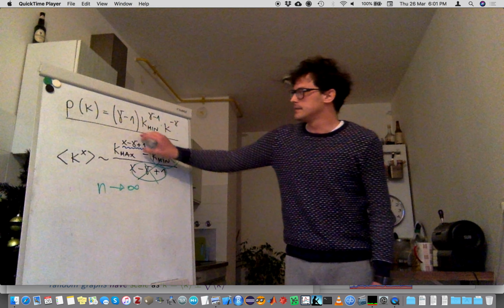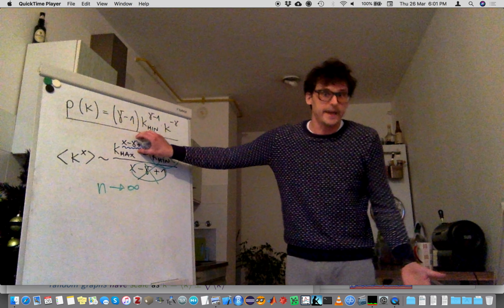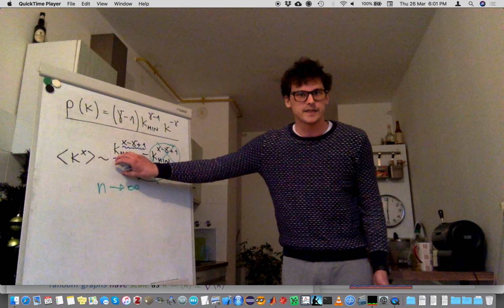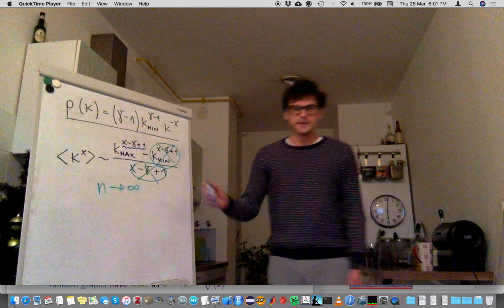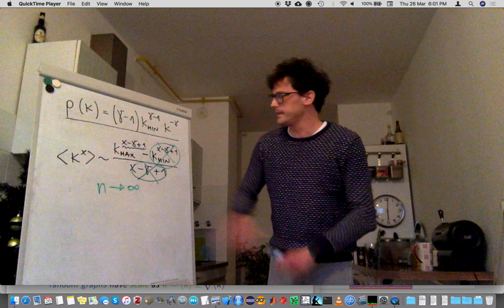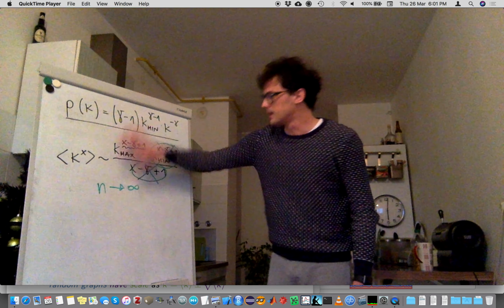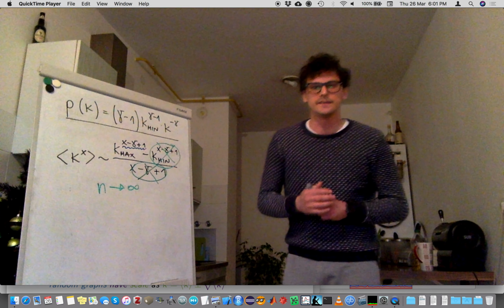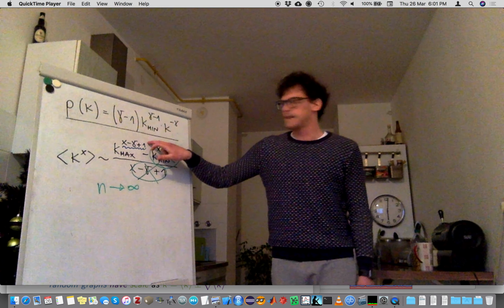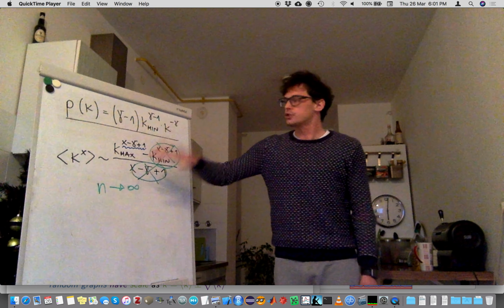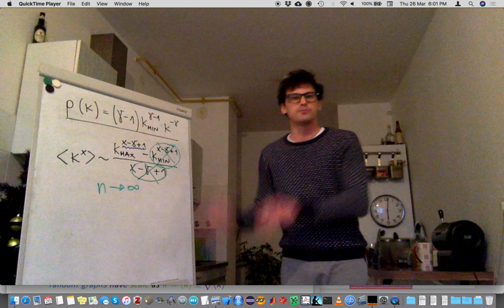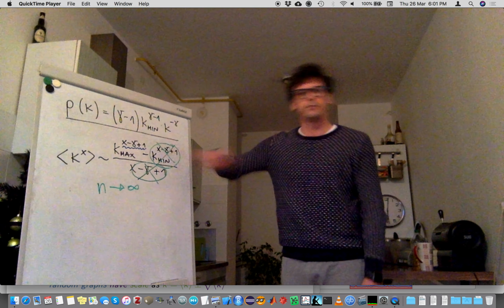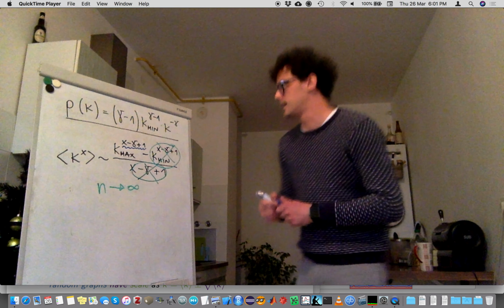However, if this exponent is actually negative, meaning that this entire term is downstairs, then when n goes to infinity, k max goes to infinity, but since this is downstairs, the entire fraction will go to 0 or to some finite value. So it all comes down to which moment will be diverging and which moment will not, whether this term here is positive or not, whether it is upstairs or whether it is downstairs.